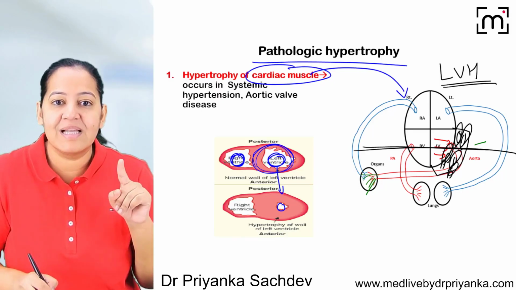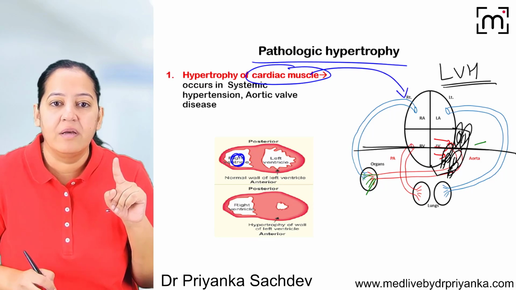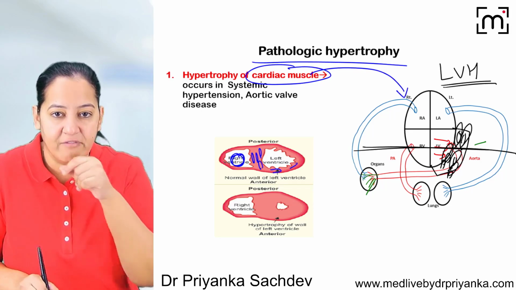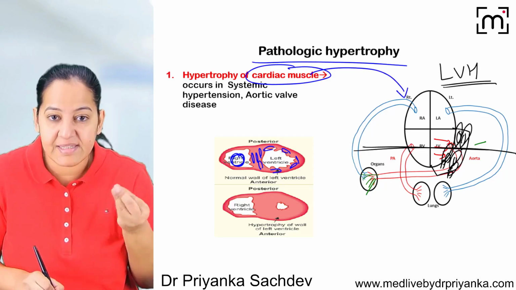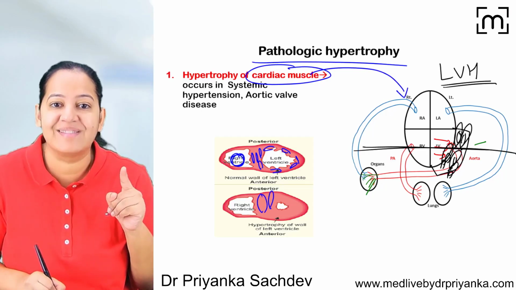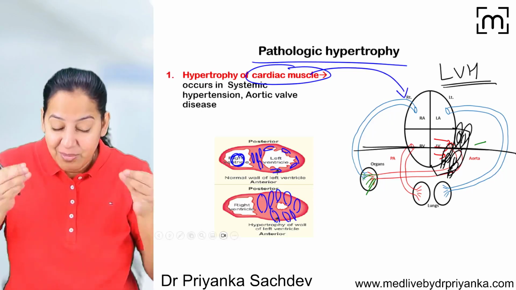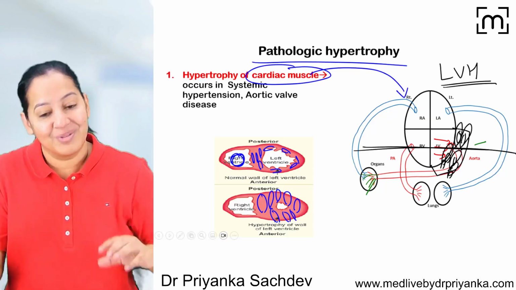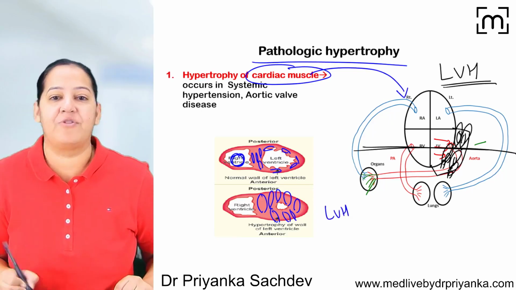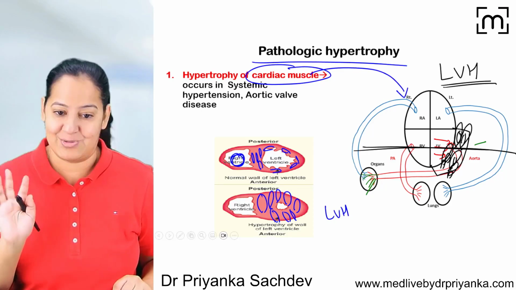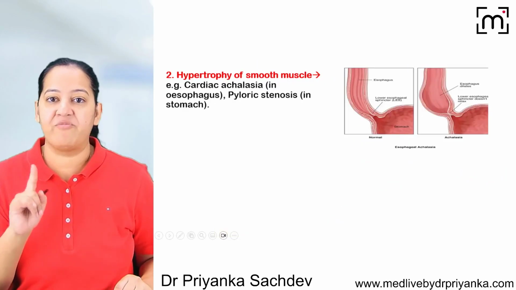Why? Because the cells inside the wall, each of the cells inside the wall, increased in size, not the number. That's why the wall gets thickened. So the name of the disease is left ventricular hypertrophy. It is seen in aortic stenosis or systemic hypertension, that is acting as a stress. So this is the first example of pathological.